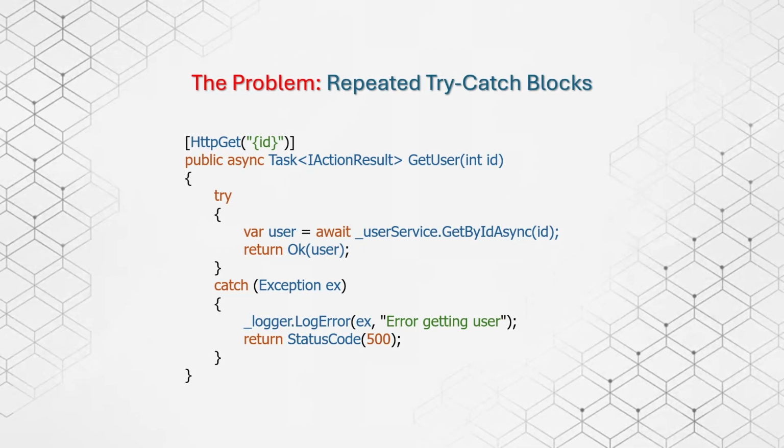A common approach is to place try-catch blocks inside every controller action. This works, but it quickly creates repeated code across the application. It also makes it harder to ensure every endpoint returns errors in the same format.